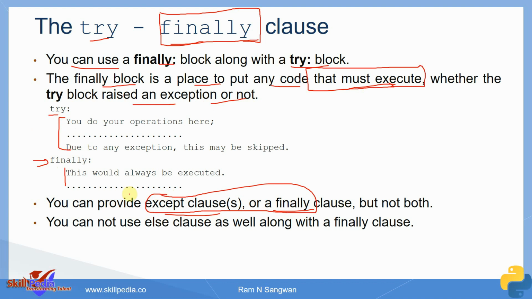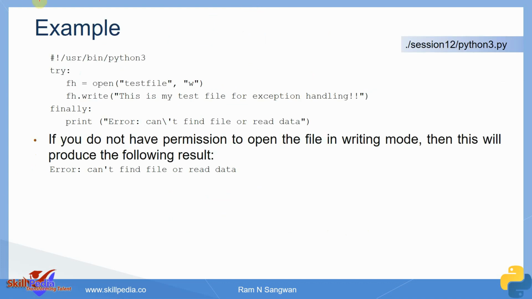You cannot use an else clause as long as you are using finally. So finally is used in place of except and else. Finally is used independently. Look at the example of finally. This is our third program. You will see that in the source code.